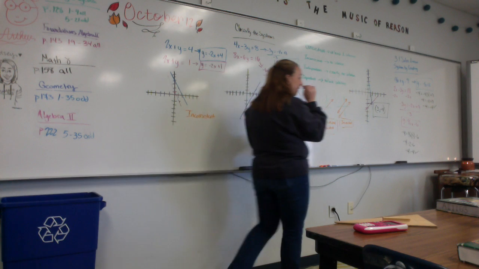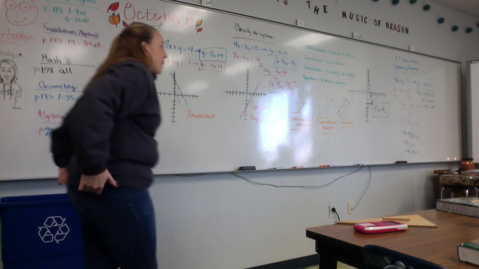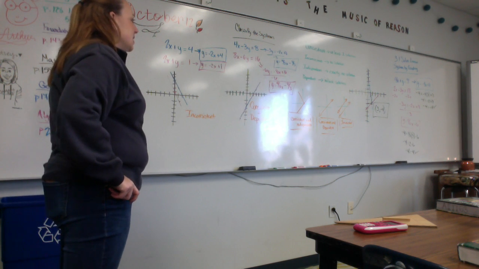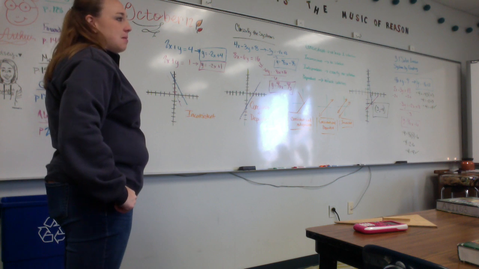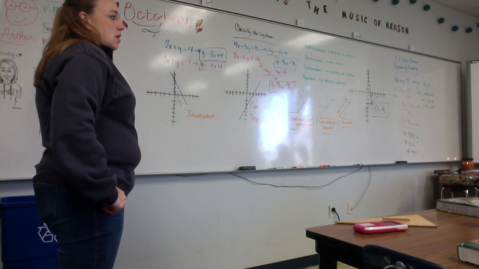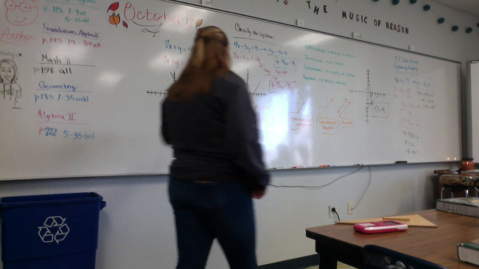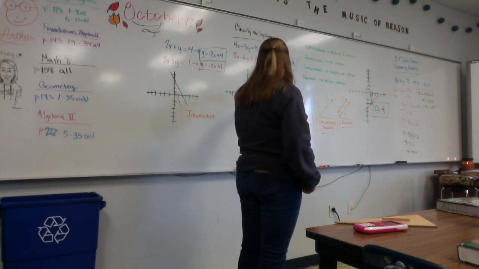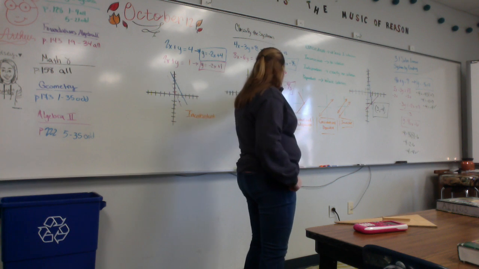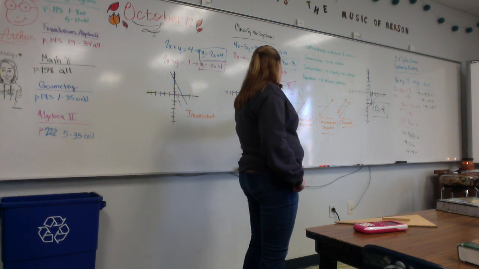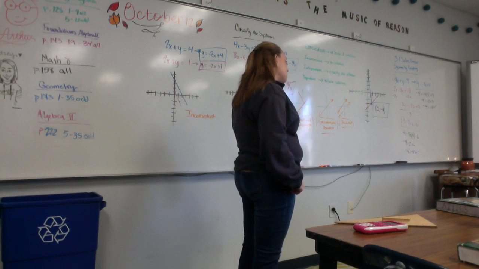So consistent and dependent is when it's exactly the same. If it doesn't have the same slope, and if it isn't exactly the same equation, then it is consistent and independent. Yep, you are correct.